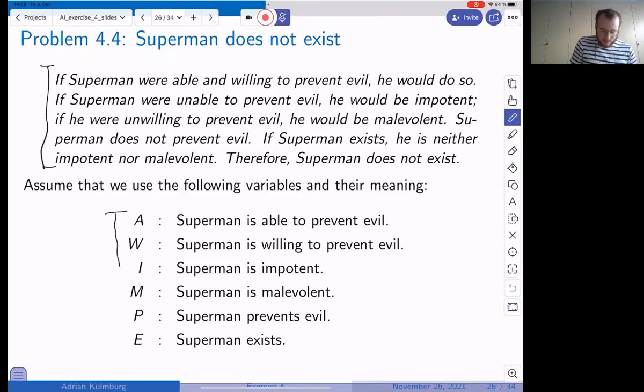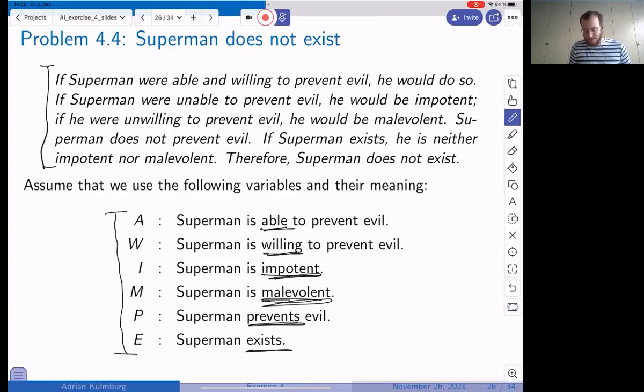But basically, we are also given some logical sentences, and those I'm going to read really quickly because they are important. So we have A for Superman is able to prevent evil. W for Superman is willing to prevent evil. I for he is impotent. M for he is malevolent. P, Superman prevents evil, and Superman exists. This is just to remember a little bit what letter refers to what.